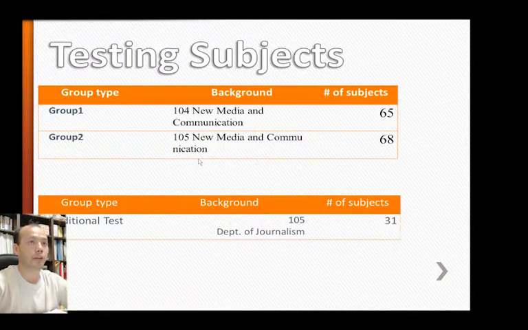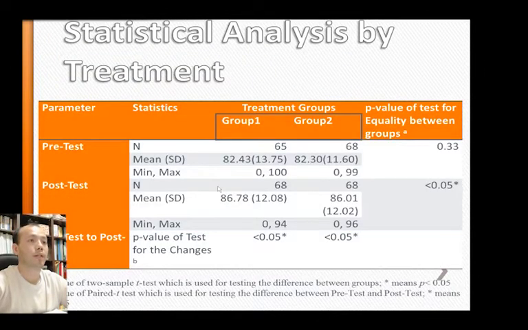The testing subjects come from two different groups. The first group is from the new media and communication department, from 2 years ago, and the size is more than 60. The second group is also similar, with 3 more students. And we also supply additional tests to test whether our teaching strategy is effective across groups. Okay, this is the final statistical result of the treatment. This is the first group and this is the second group, before and after.